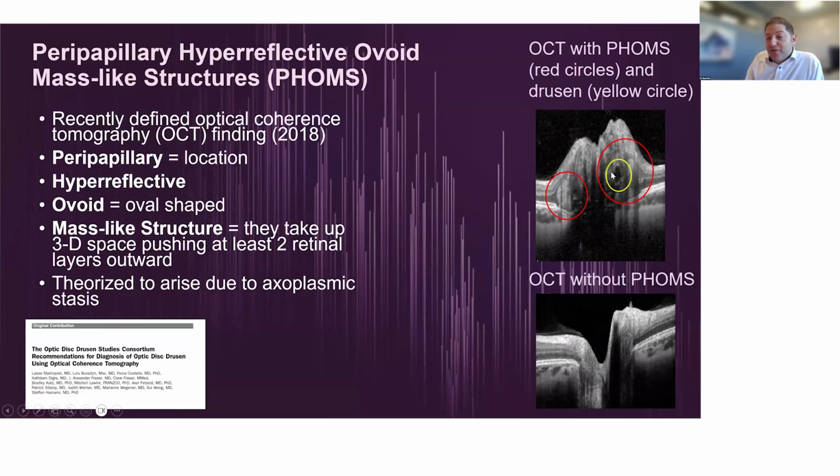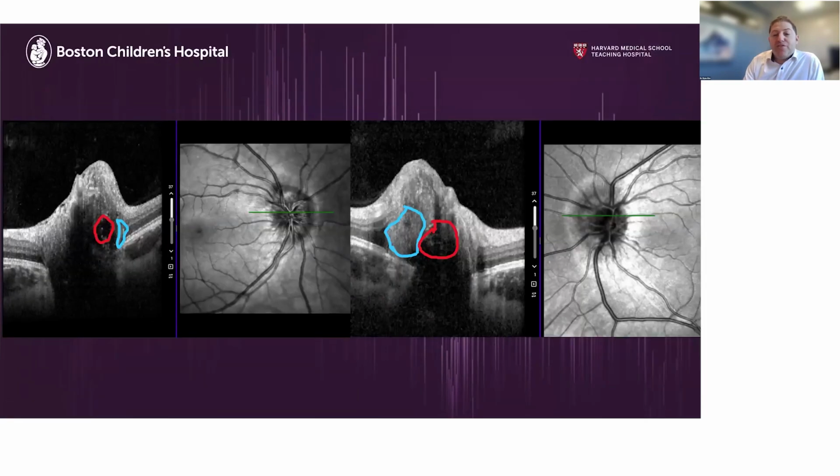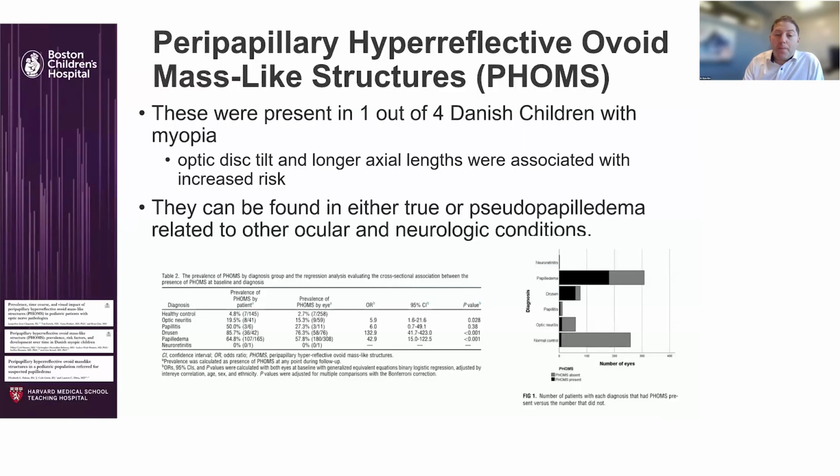So if you look at the yellow circle here, this druse, this calcification has a hyperreflective border and a hyporeflective core, whereas the PHOMS is hyperreflective and dense, and then it's mass-like, meaning it pushes up at least 2 layers of the retina. And so when we look at those pictures, the blue demonstrates the PHOMS, and the red demonstrates the optic nerve head drusen from the picture before.